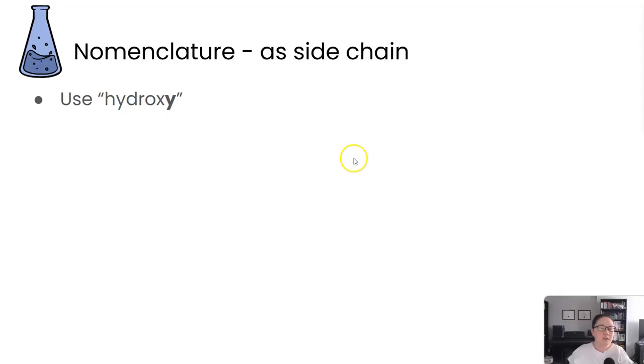Then you have naming alcohols as side chains. Some of the other groups that we're going to be talking about are a little bit more important than the alcohols. And so if you see those functional groups instead, you're going to name the parent chain with that as the most important functional group. OH groups are going to be the side chains instead. So the side chain name is hydroxy. Please note that the name of the functional group is hydroxyl.